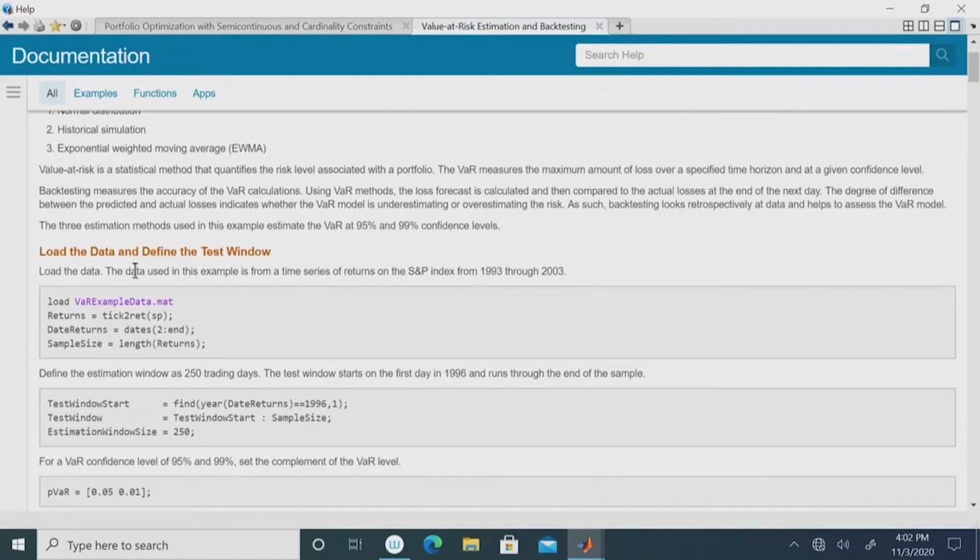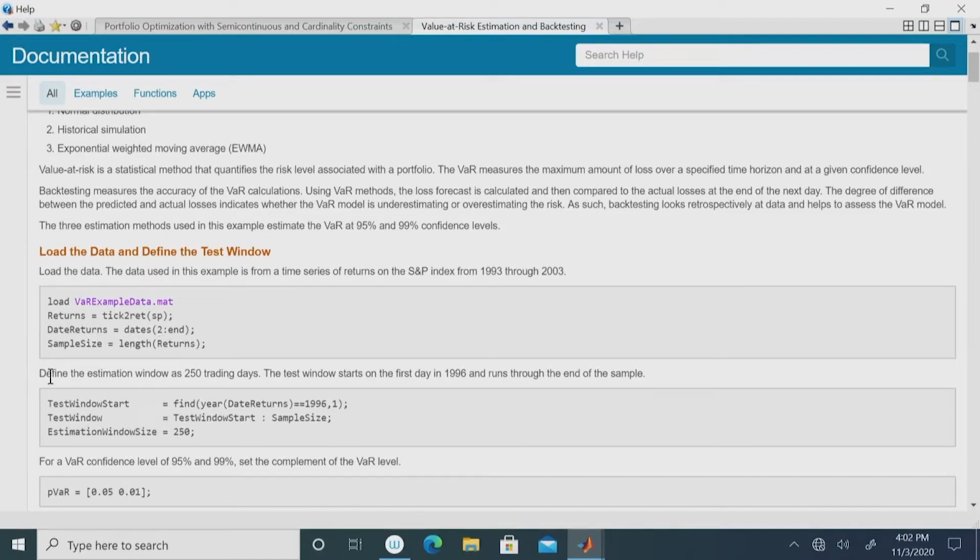So, accordingly we start off by loading the data. There is this data file, example data.mat, that actually comes with the package. Accordingly, we take the data returns and we set the sample size. The sample size is basically the length of returns, that means the number of return points.